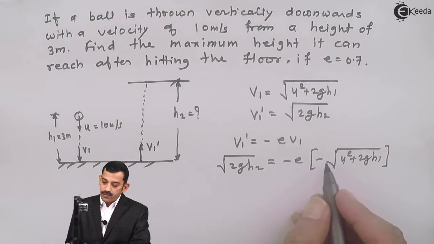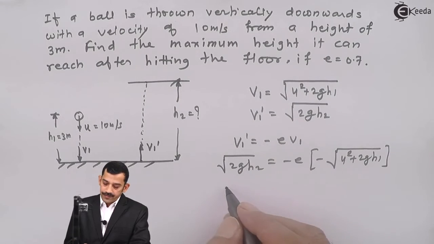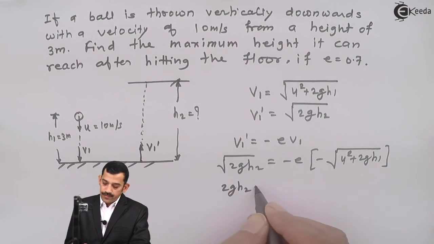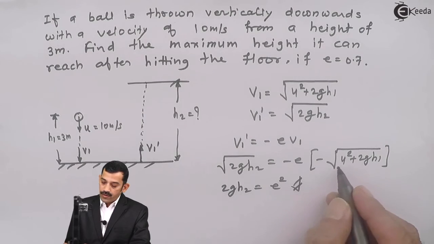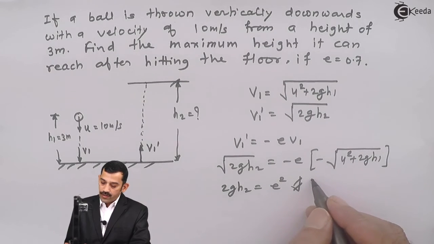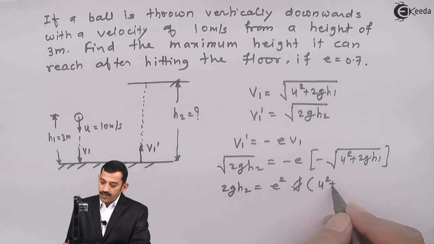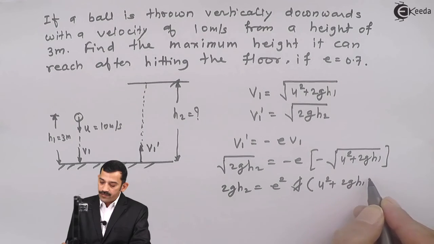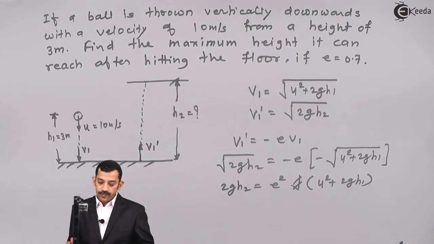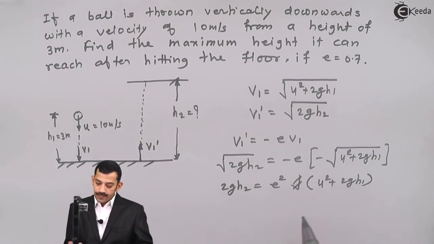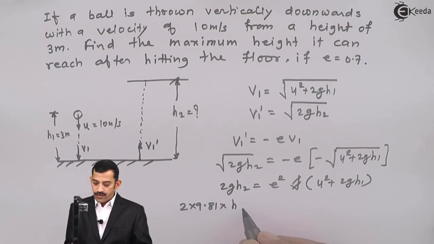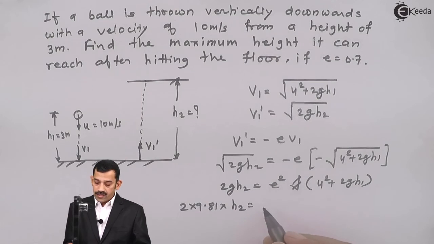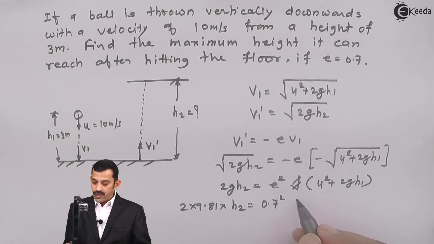That means if we take the square, the first minus minus becomes plus, 2g h2 equals e square times, we take the square so the root is gone, u square plus 2g h1. What is known? h1 is known, h2 is unknown. That means 2 into 9.81 into h2, you have to find out. e is given as 0.7, so 0.7 square.